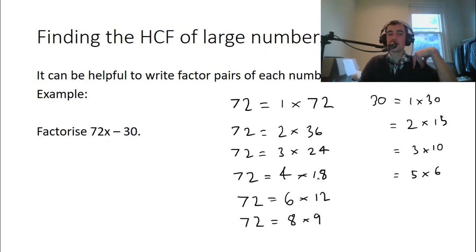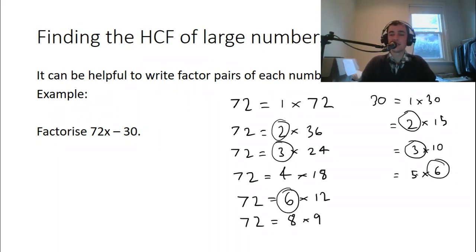So what is the highest common factor? Well, if you look for the numbers in common, you've got a 3. You've got a 2. 1s we just ignore. No 4s. No 5s. And we've got a 6 in common. And 6 is the highest, isn't it? So the highest common factor is 6. So if you're factorizing this, it would be 6.